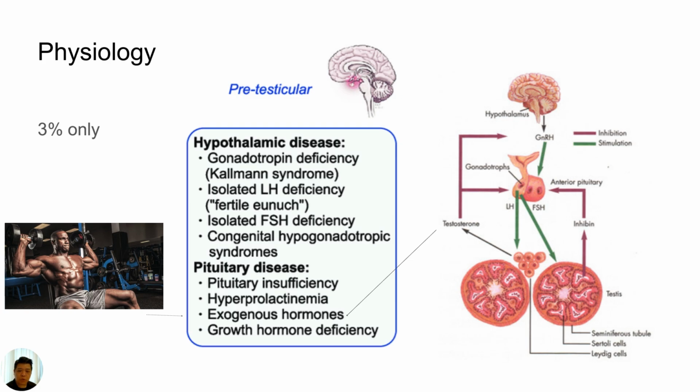Recently, more and more people are using exogenous hormones for their physical build-up. As you can see, more and more testosterone will cause inhibition of the hypothalamus and pituitary hormone secretion, and therefore will inhibit the production of sperm. So exogenous testosterone is a contraceptive for male fertility.